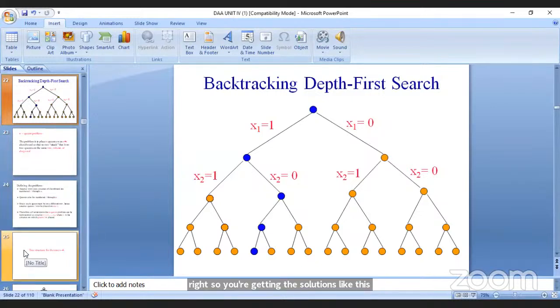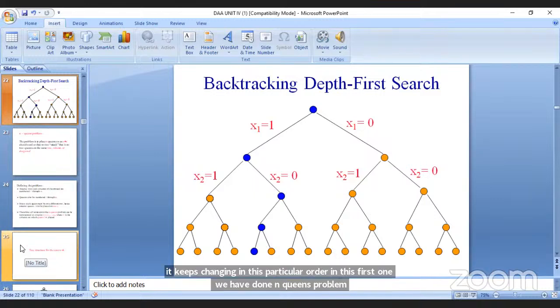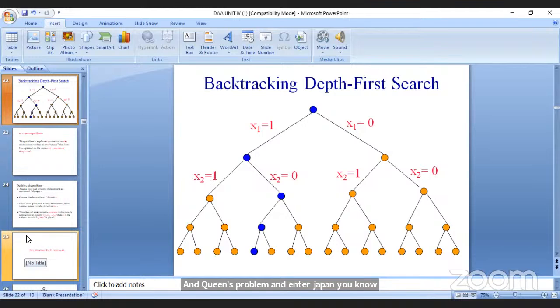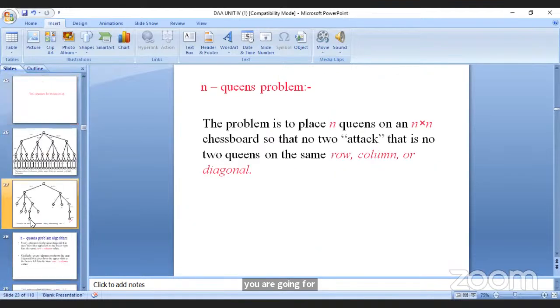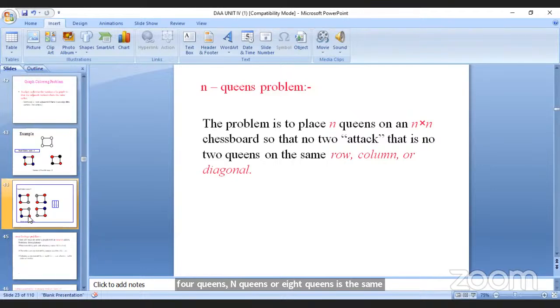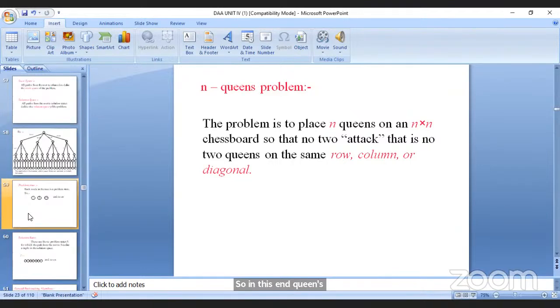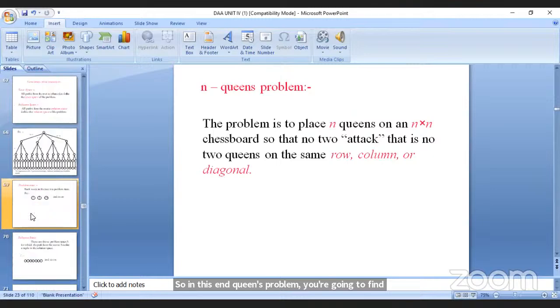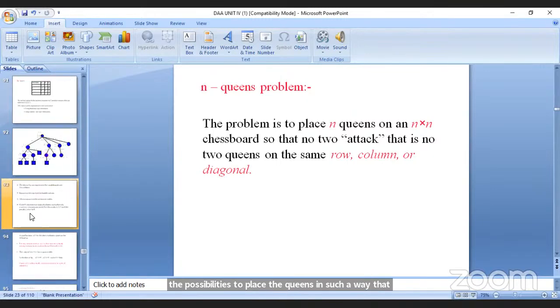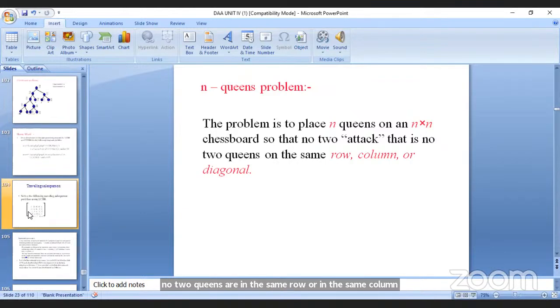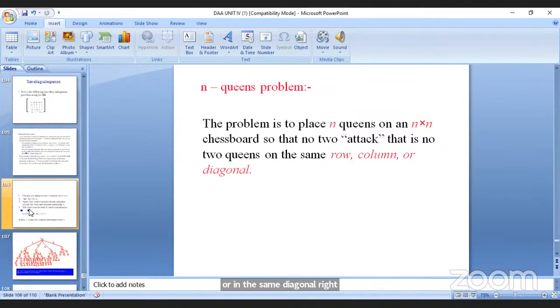In this first one, we have done n queens problem. N queens problem అంటే ఏంటని చెప్పాను నేను. You are going for 4 queens. N queens or 8 queens is the same. So in this n queens problem, you are going to find the possibilities to place the queens in such a way that no two queens are in the same row or in the same column or in the same diagonal, right? That is called as n queens problem.